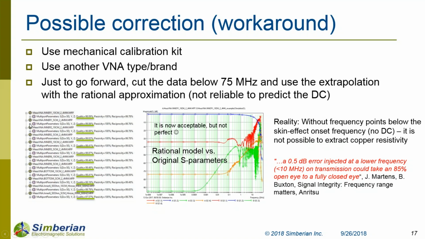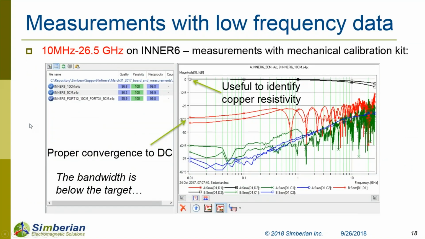And actually, the DC point is very important. There's a nice app note from Anritsu about what happens if you inject small errors below 10 megahertz. It can basically take an open eye and make it fully closed. So low frequencies matter as much as high frequencies. So with the low frequency data, we identified the copper resistivity. According to earlier studies, we found that the resistivity of the copper is slightly higher than that of bulk copper. And this is also reported in other reports from a couple of years back from Intel, and also in Paul Huray's book. There's an explanation of why this happens.